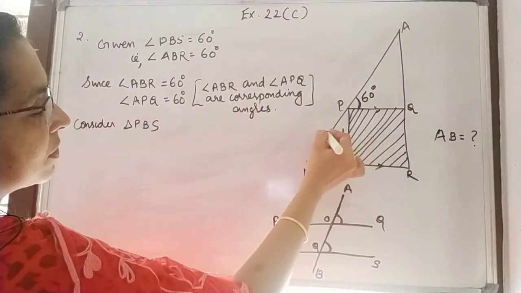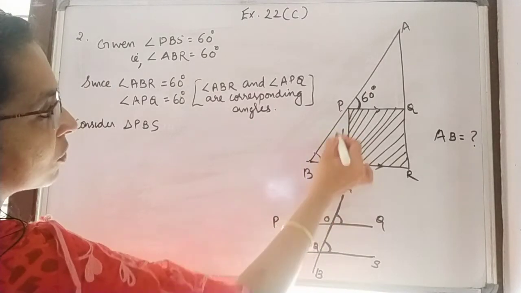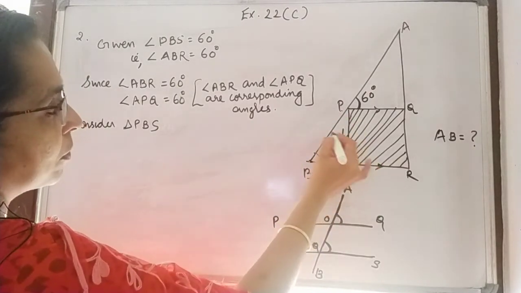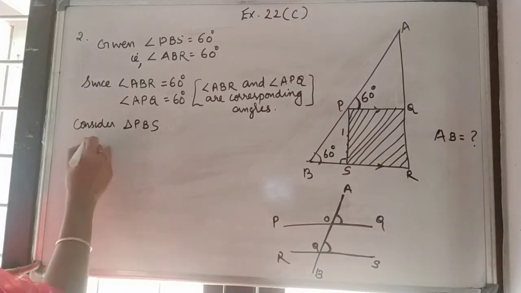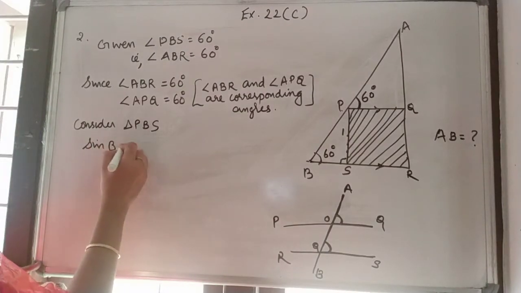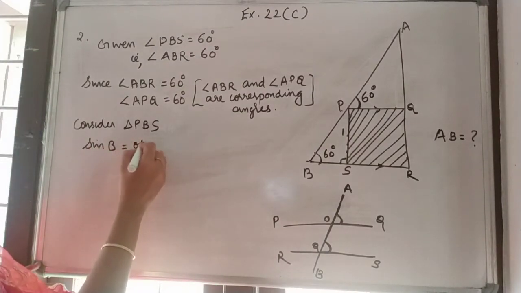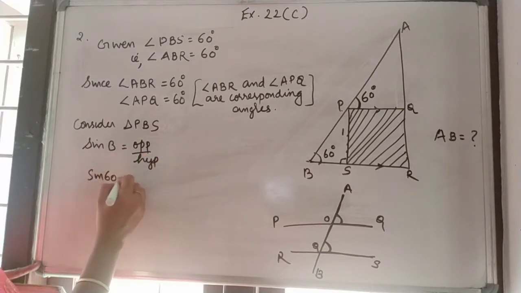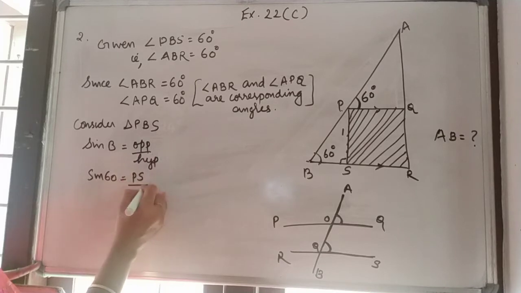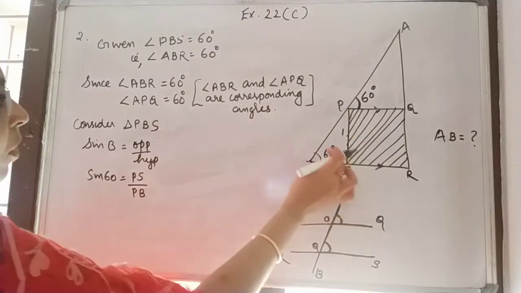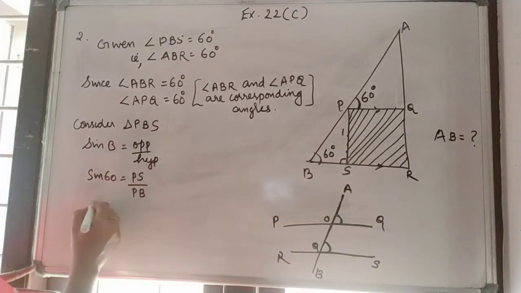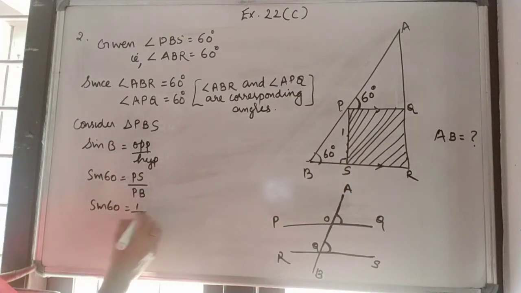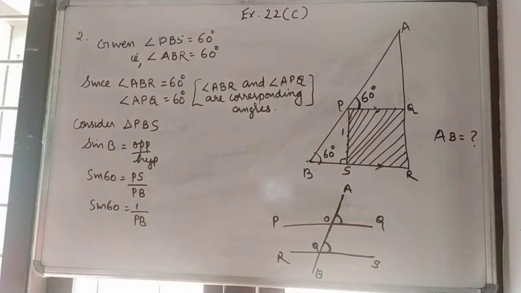Here is the opposite, and this will be the hypotenuse. This is 90 degrees, so PB is the hypotenuse. Opposite divided by hypotenuse means we can take sine. Sine B is equal to opposite divided by hypotenuse. That is, sine 60 is equal to PS divided by hypotenuse PB. Given PS, the edge of a cubical box, is 1. So instead of PS we can write 1 divided by PB.